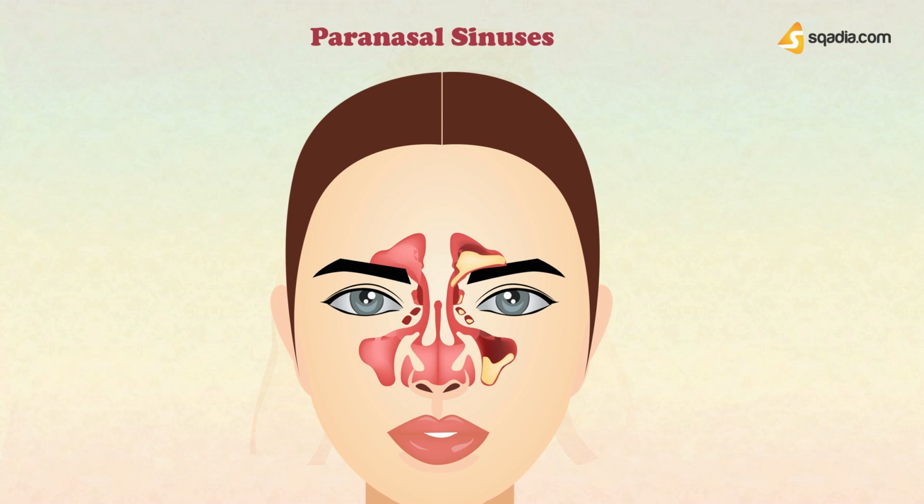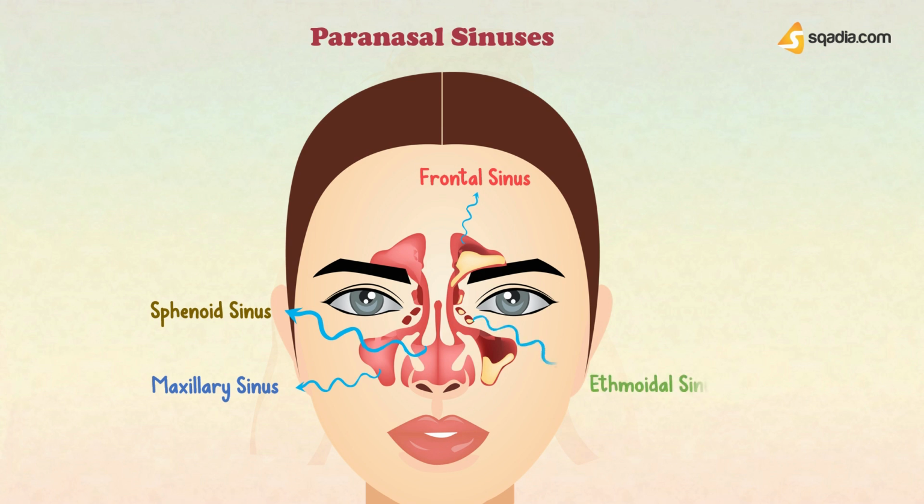Now, these four pairs of paranasal sinuses are named for the bones in which they reside, are the sphenoid sinuses, as shown here, the frontal sinuses, this one, the maxillary sinuses here, and the ethmoidal sinuses. Now, what they all do is to humidify the inhaled air. They also lighten the skull and act as resonators for sound production.